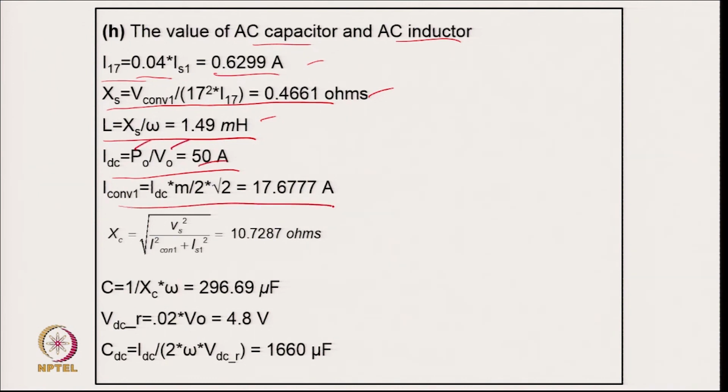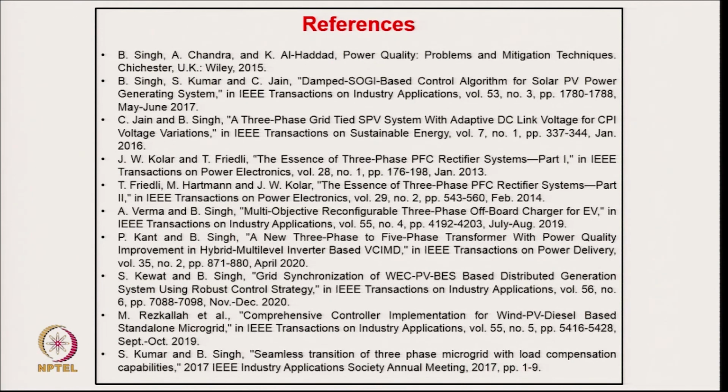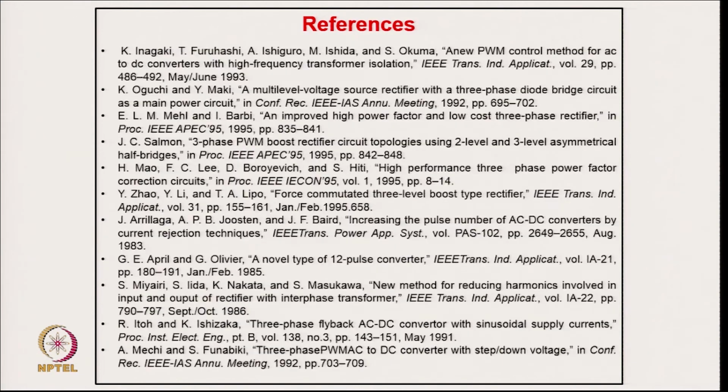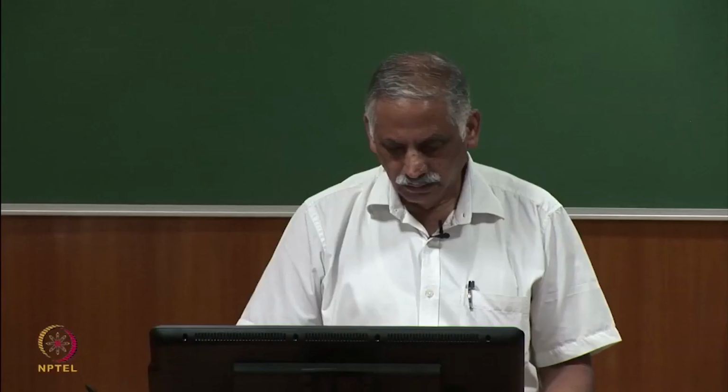We can now find the fundamental current of the converter from this relation; it comes to 17.68, and we can find the corresponding reactance from this relation, which comes to 10.7287 ohm, and the value of the capacitor from this relation we get 296.69 microfarad. Then we have the 2% voltage ripple. So, from this second harmonic ripple we get 1660 microfarad, and these are the typical references. Thank you very much.